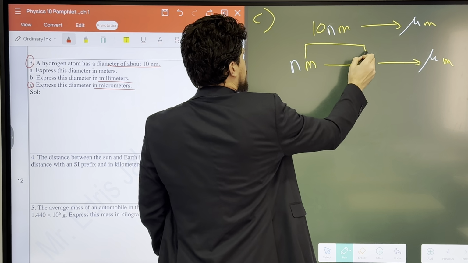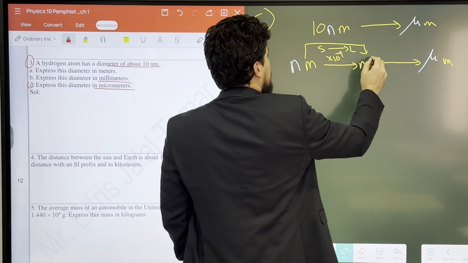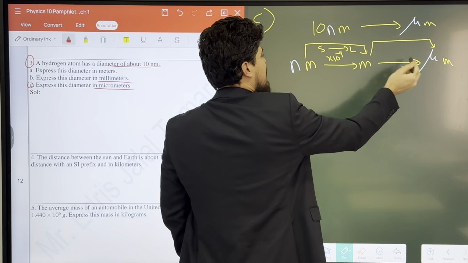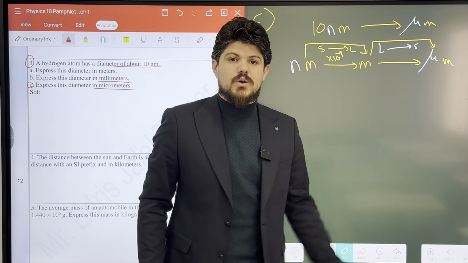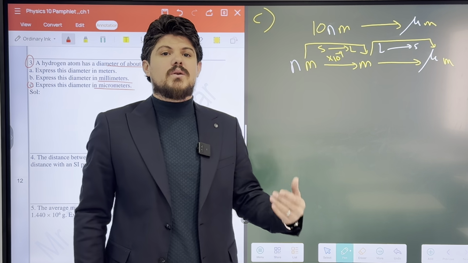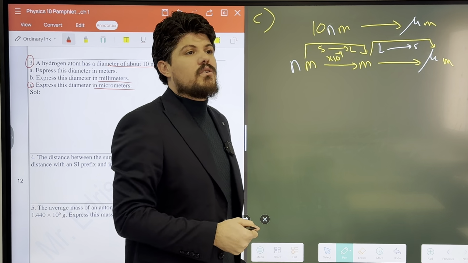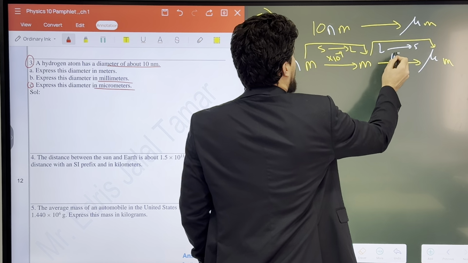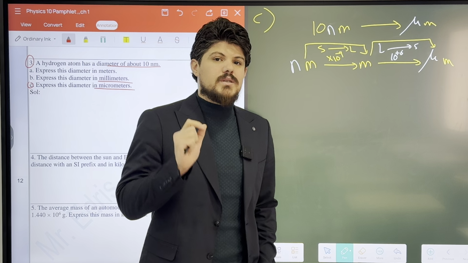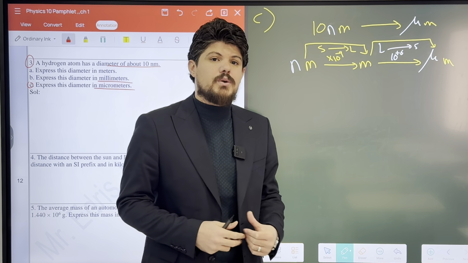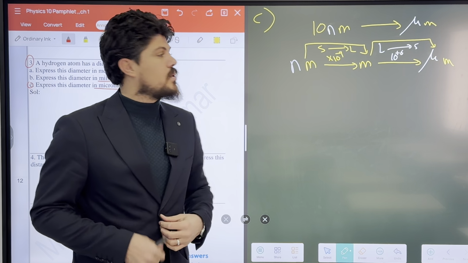Nanometer to meter, small to large, 10 power negative 9. And meter to micrometer, this is large to small. Large to what? To small. Why? Because meter is bigger than or larger than micrometer. So that is why we have to use positive power. What is the positive power of micro? 10 power positive 6. But the actual power of micro is negative. Why do we use the positive power? Because we converted large to small. In the case of large to small, you have to use the positive power.